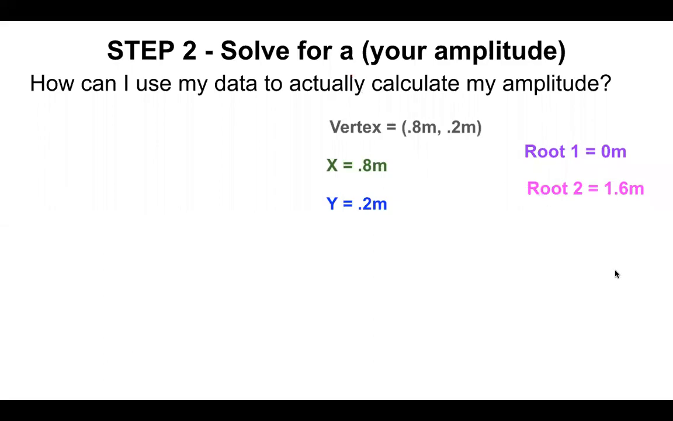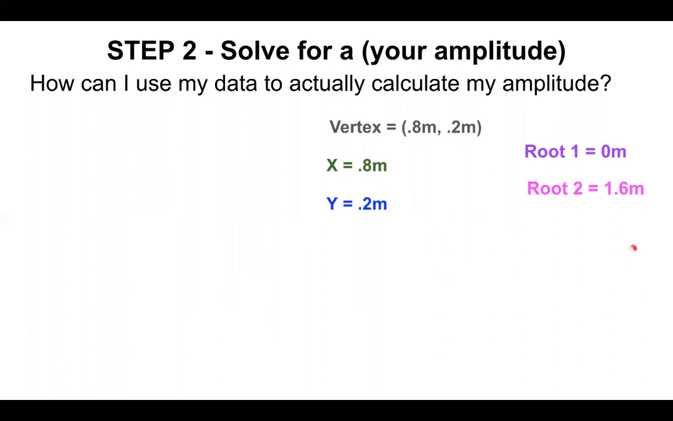Hey everyone, here we are for step number 2 for your Catapult Quadratic Formula Assignment. Now that you've already identified your variables, we're going to attempt to solve for a, which is your amplitude. So how can you use your data to accurately calculate your amplitude?